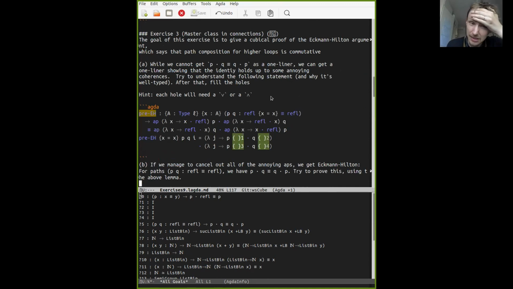So I threw this in. So this is the Eckmann-Hilton argument in cubical type theory. The Eckmann-Hilton argument says that path composition is commutative if you're doing it with the right kind of paths, and so in particular higher paths, so paths from REFL to REFL.